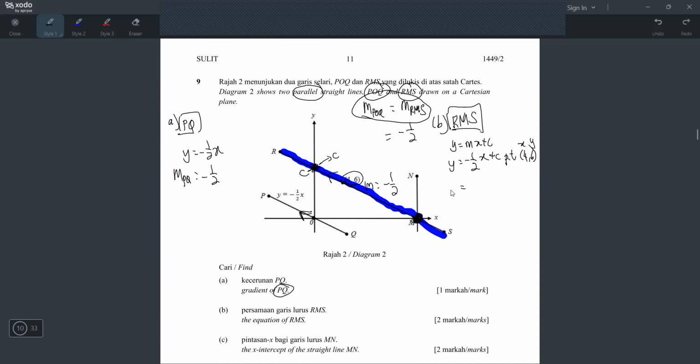So y ganti 6, and then x ganti apa? Ganti 4, and then plus c. And remember, you can only ganti bila dia ada passes through. Okay, 6 sama dengan berapa? 4 bahagi 2 is 2, so you get -2 plus c. So c dapat 8 lah. Okay, so your equation would be y equals, tengok dari sini, -1 over 2 x plus c, tapi c sudah tahu, 8. So ini jawapan untuk b.